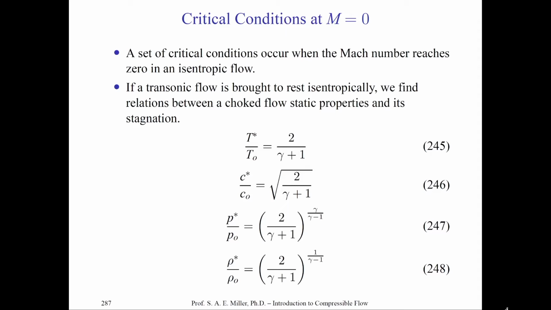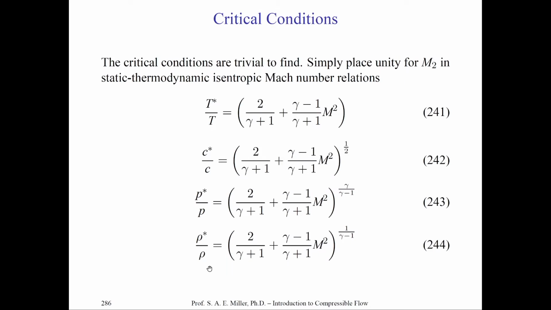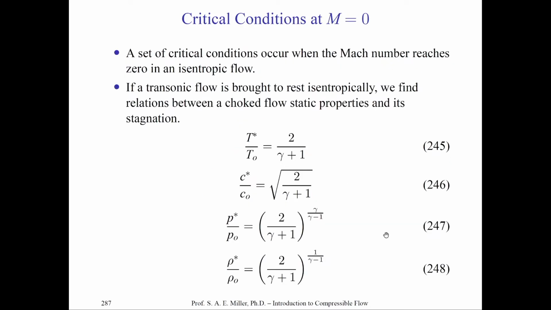Here are these relations that are simplified from the previous sets of equations. We'll have 245 to 248 in the slide deck. There'll be a common factor of 2 over gamma plus 1 to the half, gamma over gamma minus 1, and 1 over gamma minus 1 for T, C, P, and rho respectively. The same powers as the previous sets of equations, which of course is obvious because it's a reduction.